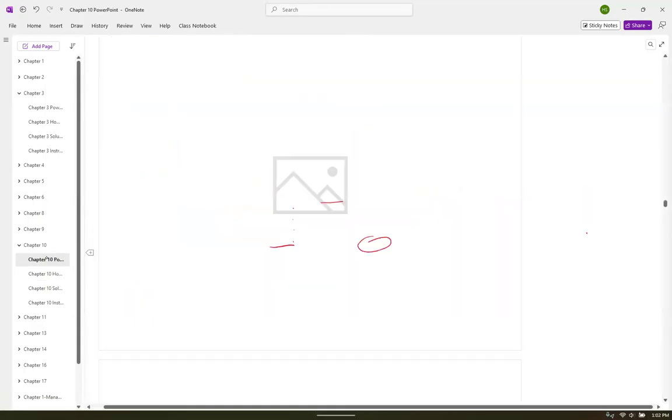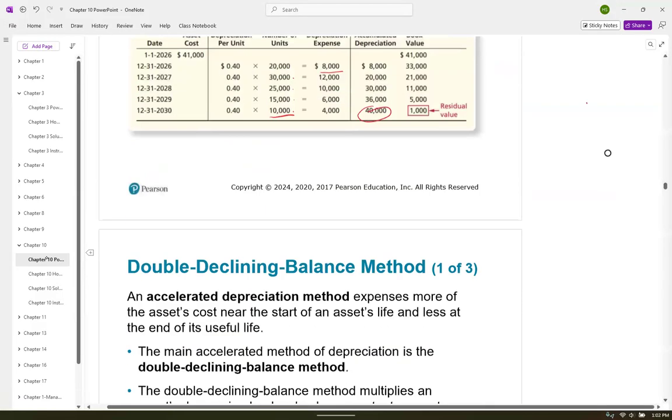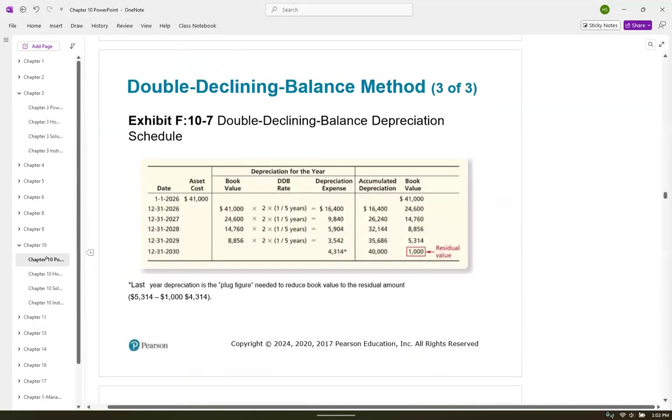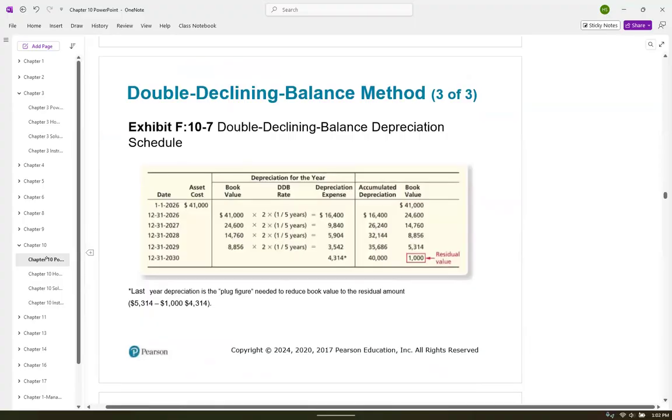I am going to jump over here and check my numbers real quick because I want to make sure I'm on the right track. Yes, I am. So we got that for depreciation expense, and then the 9,840.